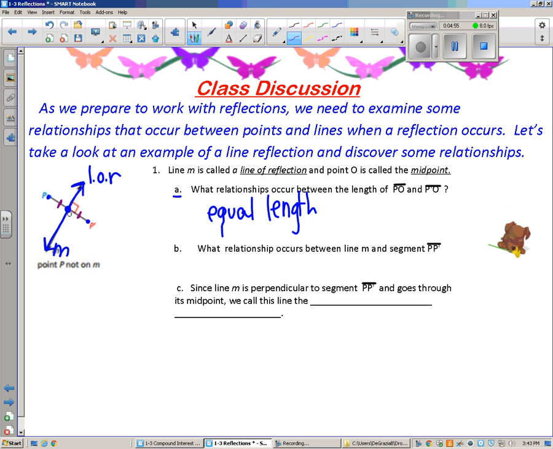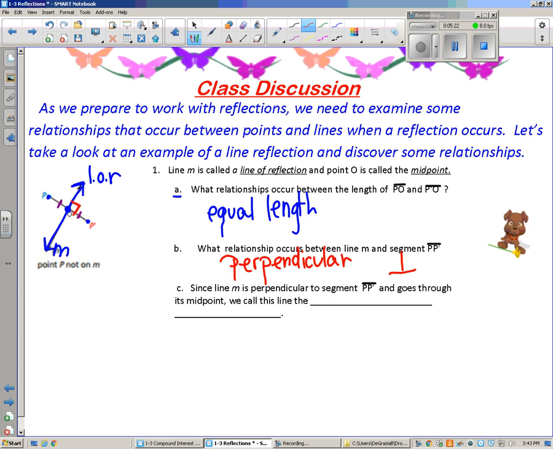What relationship occurs between line M and segment PP prime? If you look closely at the diagram, you'll see this marking right here. That's a right angle marking. So wherever you see that, that shows that line segments are perpendicular to each other. Perpendicular means that they form right angles, and a symbol that we use to show perpendicular is this. It looks like an upside down T.